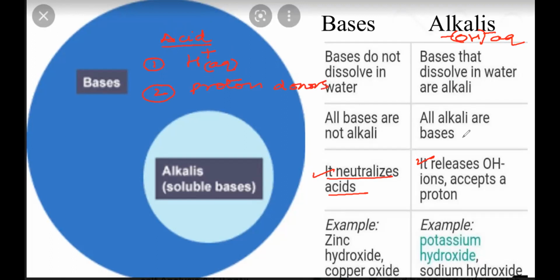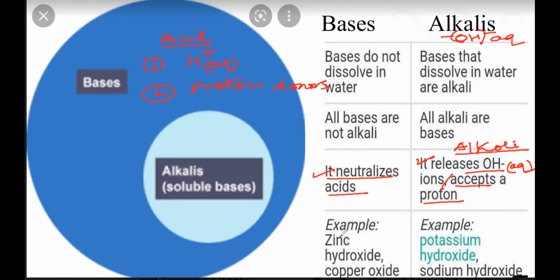Now, when we talk about an alkali, we define alkalis as the ones which give you OH negative ions in an aqueous solution, or, as the second definition, the ones which accept a proton. Similarly, they are chemically opposite of an acid. If the acid gives H positive, alkalis give OH negative in aqueous solution. If acids are proton donors, alkalis are basically proton acceptors. They are the chemical opposite of an acid.